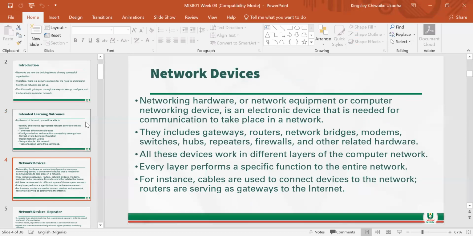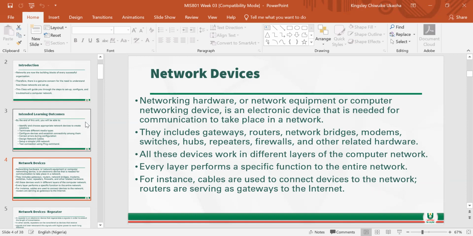First of all, we start this part of the class with what we understand by network devices. Networking hardware, or network equipment, or computer networking device is just a synonym for the same particular device. So networking hardware can also be known as network equipment and can also be known as computer networking device. And it is an electronic device that is needed for communication to take place in a network. These electronic devices include gateways, routers, network bridges, modems, switches, hubs, repeaters, firewalls, and other related hardware.